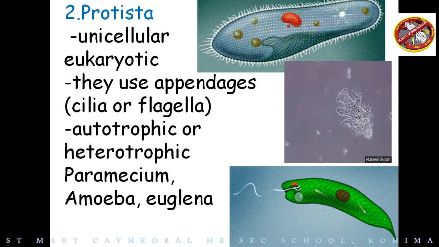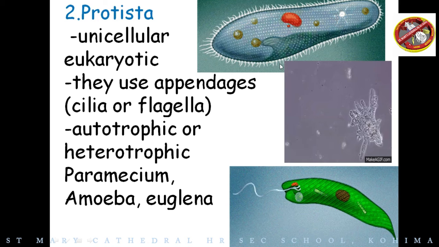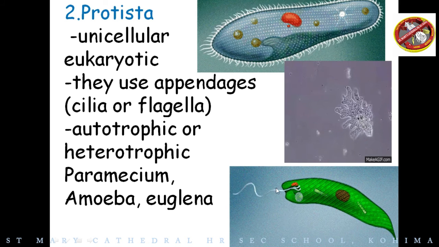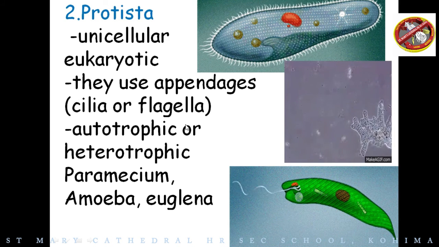From these examples, you can see on the cell's surrounding a structure that looks like hair. These structures are appendages, which we call cilia or flagella.